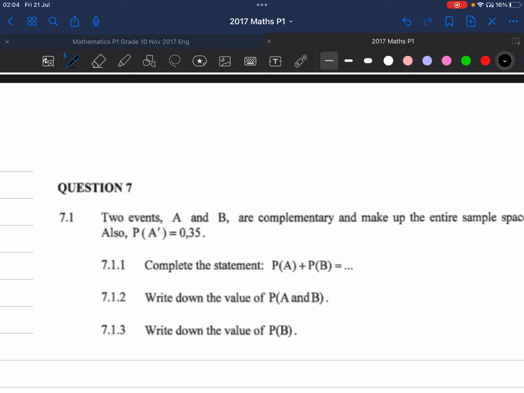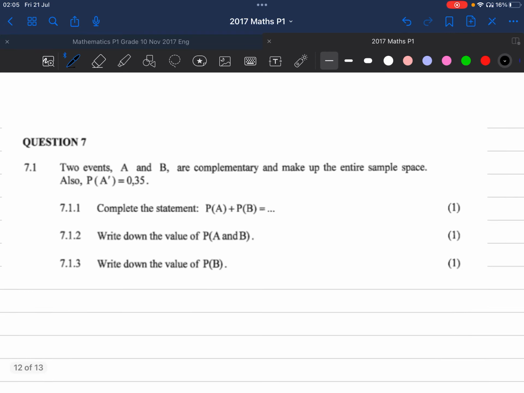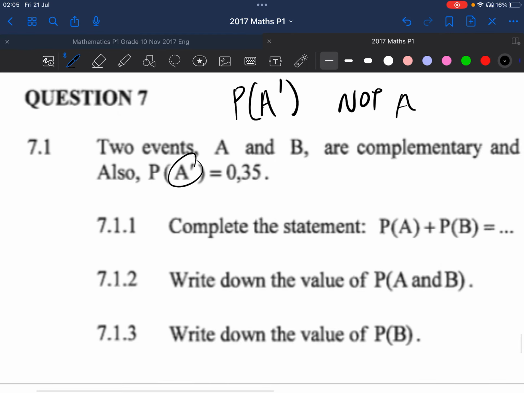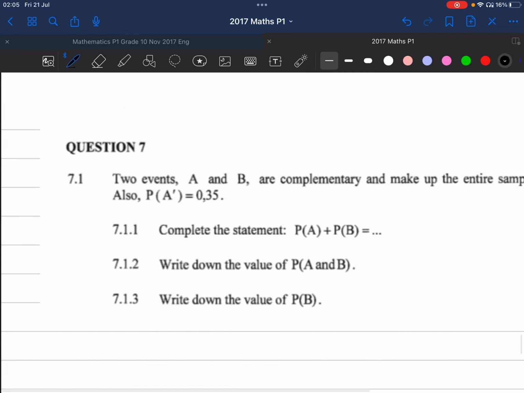Okay, so complementary events make up the entire sample space. Also P not A. So if you see a probability with that little apostrophe, that means it's not A. Okay. So the probability of not A is 0.35.